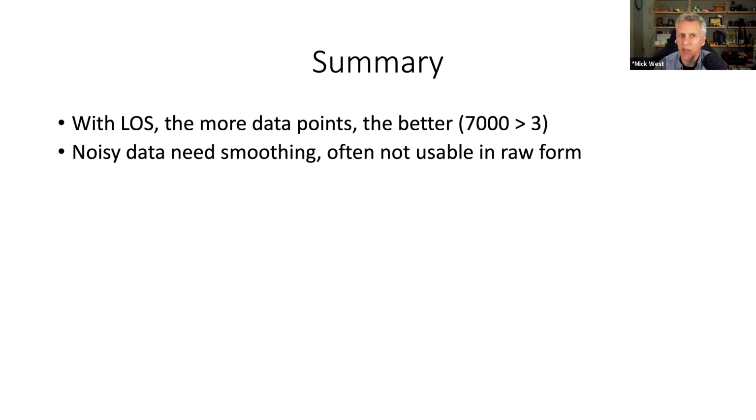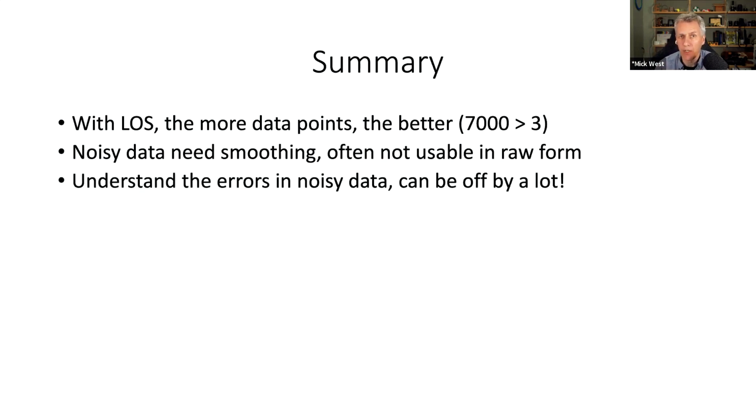You need to smooth it out. You don't want to use the raw data. You need to convert it into something that is both accurate and physically plausible. Like a plane is not going to fly around in a zigzag pattern. It's going to fly in a smooth curve. You need to understand the errors in the noisy data. The ground track can be off by several hundred feet, so you don't want to use that even when it's smooth. You need to geolocate.